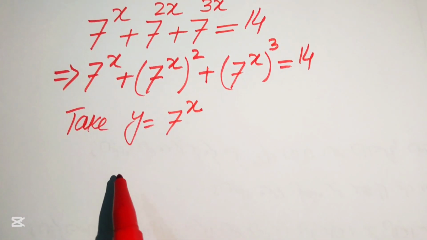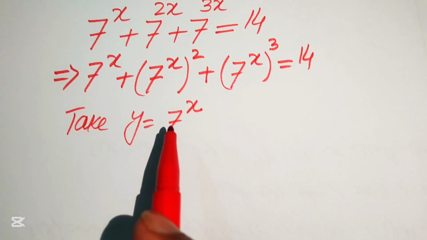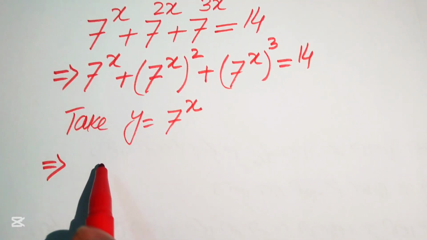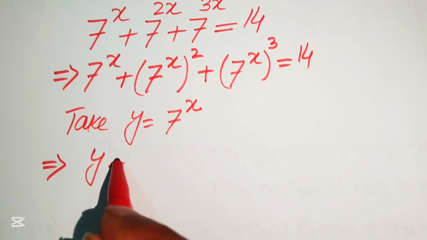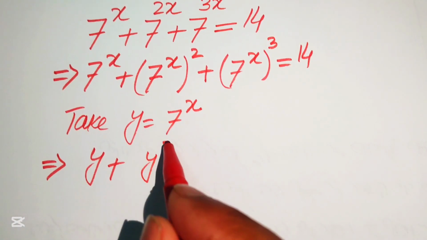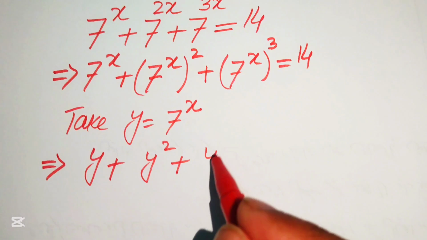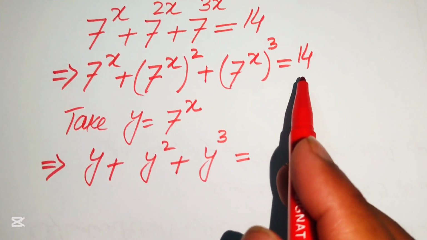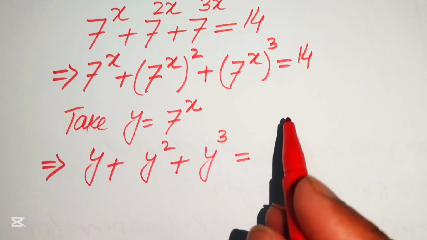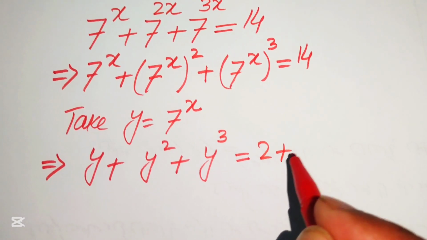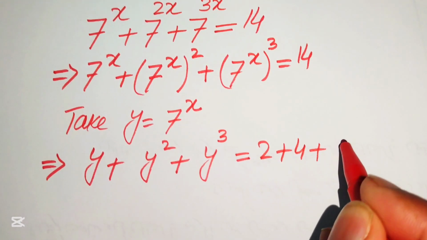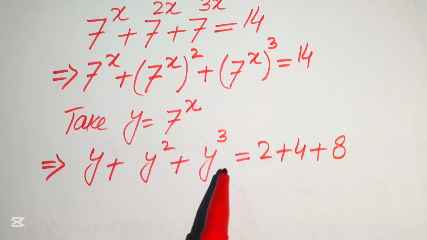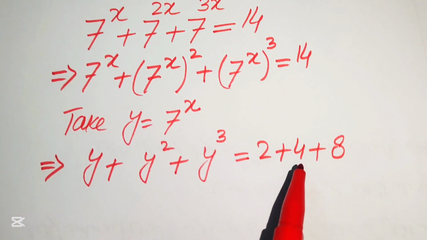So when we take y equals 7 to the power of x, this equation is written in this form. We replace 7 to the power of x with y, plus y square, plus y cubed, and it equals 14, and we rewrite this 14 as 2 plus 4 plus 8. We know that 2 plus 4 is 6, 6 plus 8 becomes 14. So we break this 14 in this form.